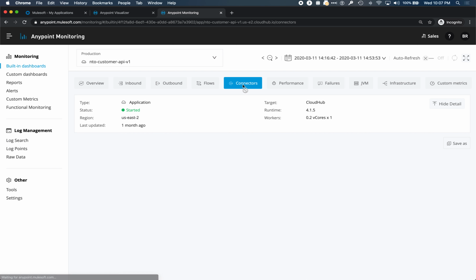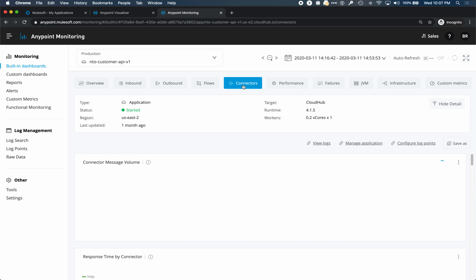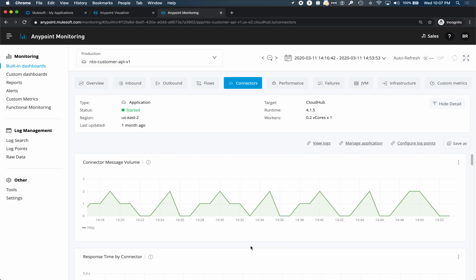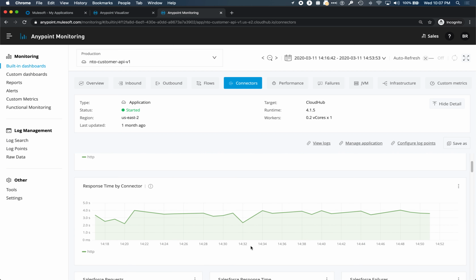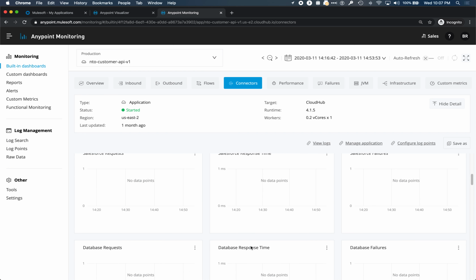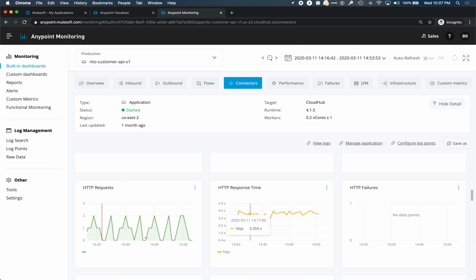And now I can drill down to the next level and say, within that flow, which connectors are performing well and maybe which ones do I need to look at. So as I drill into this, I can see my HTTP requests that are going in, and so I know I need to drill in and look at that because it's taking longer than it normally does. So this gives me a way to really drill in and investigate what's going on within my monitoring infrastructure.